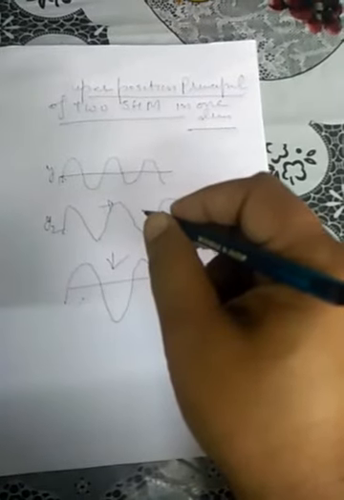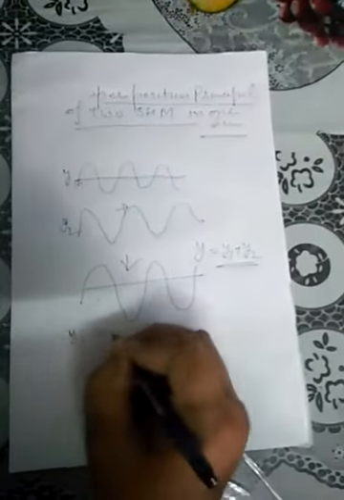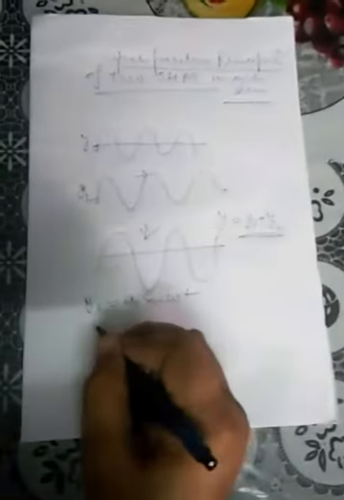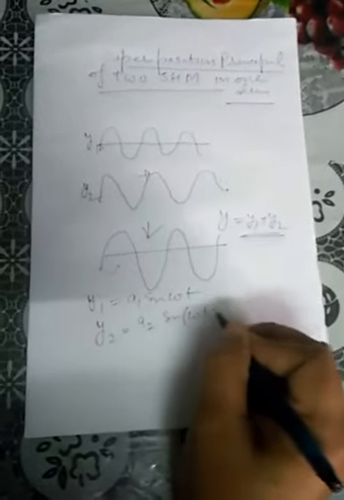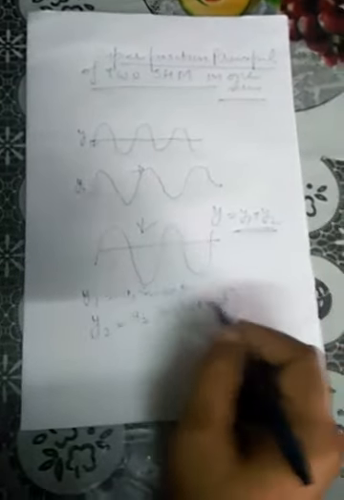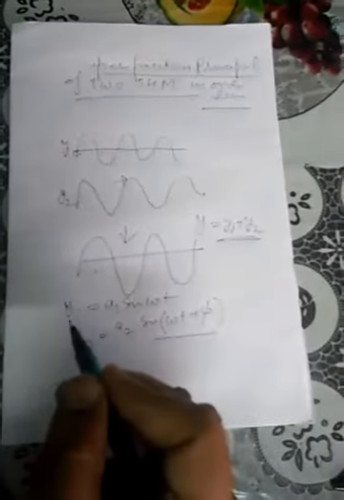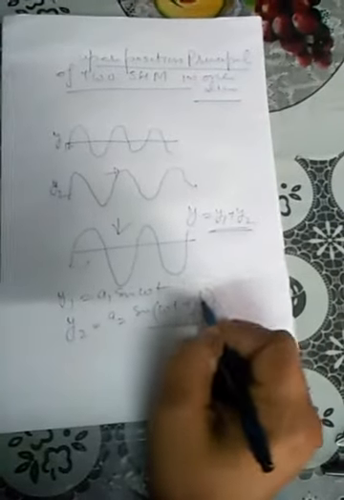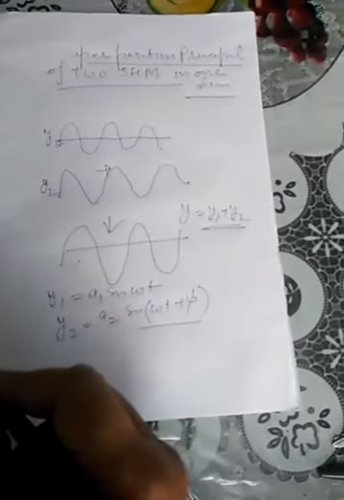Let us begin with the case when both the waves have the same frequency. Consider y1 is equal to a1 sine omega t, where the initial phase is equal to 0. The second wave is a2 sine of omega t plus phi, where phi is the phase which is different from the first wave. So phi is also called the phase difference, because it is the difference between the phases of the two waves. Here it is 0, here it is phi, so phi minus 0 is phi.